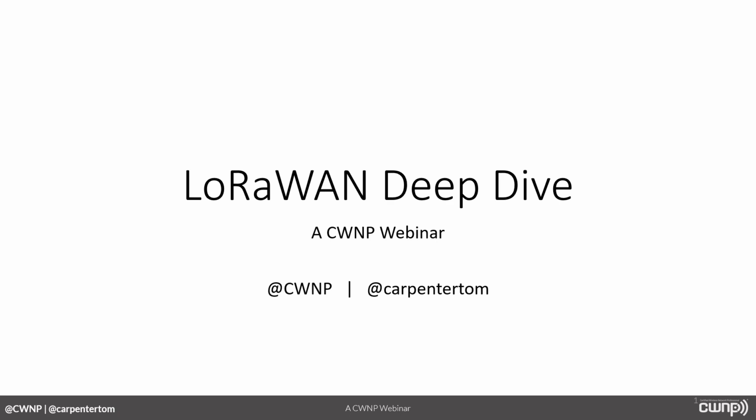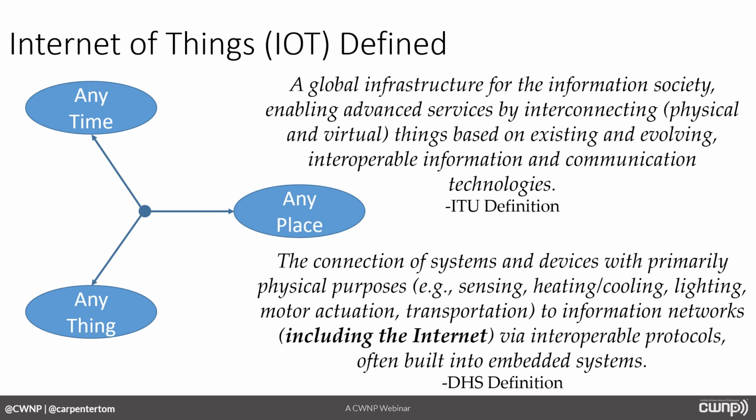with today's topic, the LoRaWAN Deep Dive. Now, first of all, we'll define the Internet of Things. I've defined this before in other webinars and in other contexts, so I won't take a whole lot of time on this, but the general concept of the Internet of Things is that anything can connect from any place at any time to the internet and then transfer information.